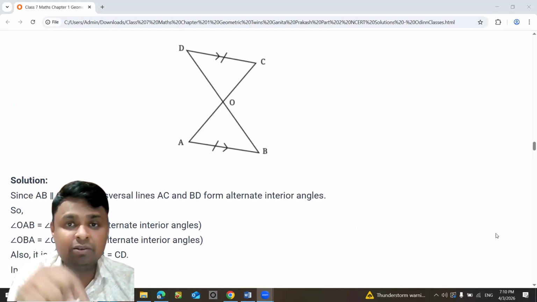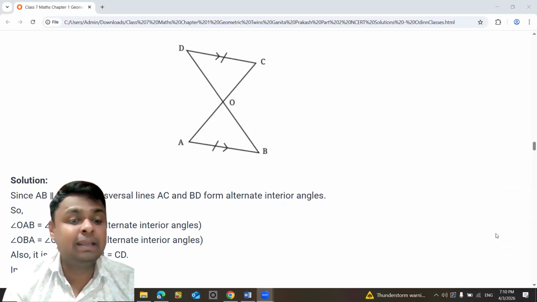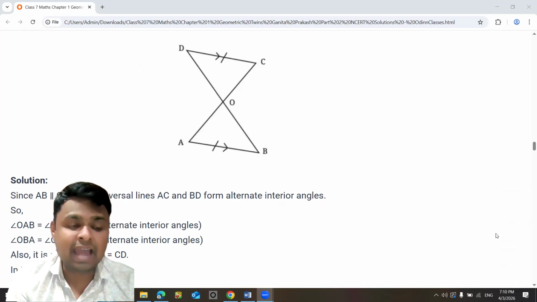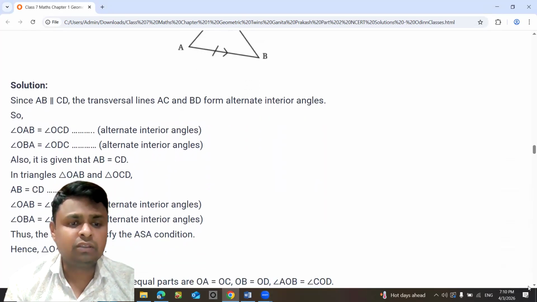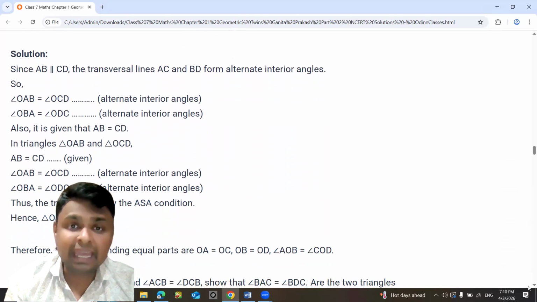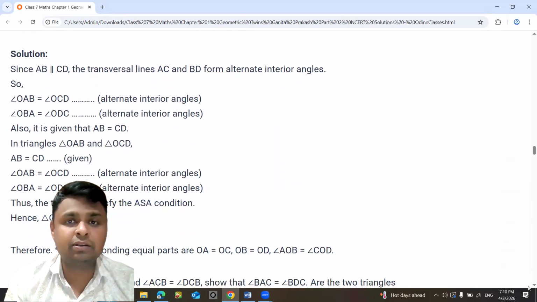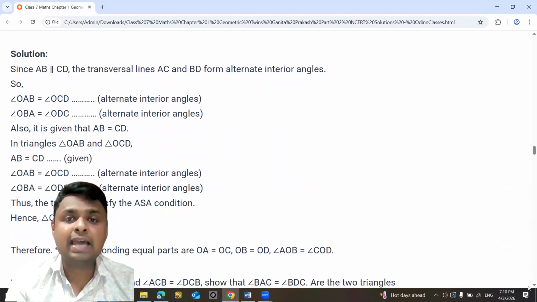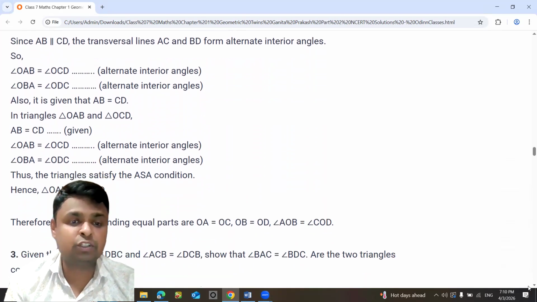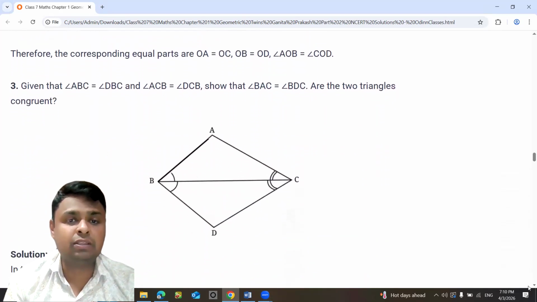This side, look at the line AC on the other side. You can see alternate interior angles. Similarly, we have OBA and angle ODC. They are alternate interior angles. And side AB is congruent to side CD. So by which test? By ASA test, the two triangles are congruent. So you have to write the names of the triangles, write the corresponding angles, the sides, and then you have to write the condition by which they fulfill the test of congruence.